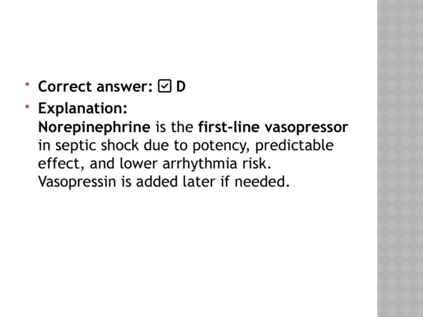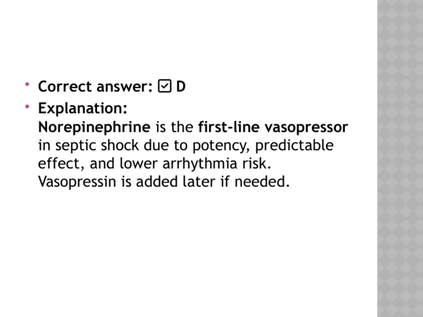Let's break down why. Norepinephrine is considered the first-line vasopressor in septic shock. The main reasons are its potency and the predictable effect it has on raising blood pressure. It also has a lower risk of causing arrhythmias compared to other agents. That makes it a reliable choice when managing septic shock.